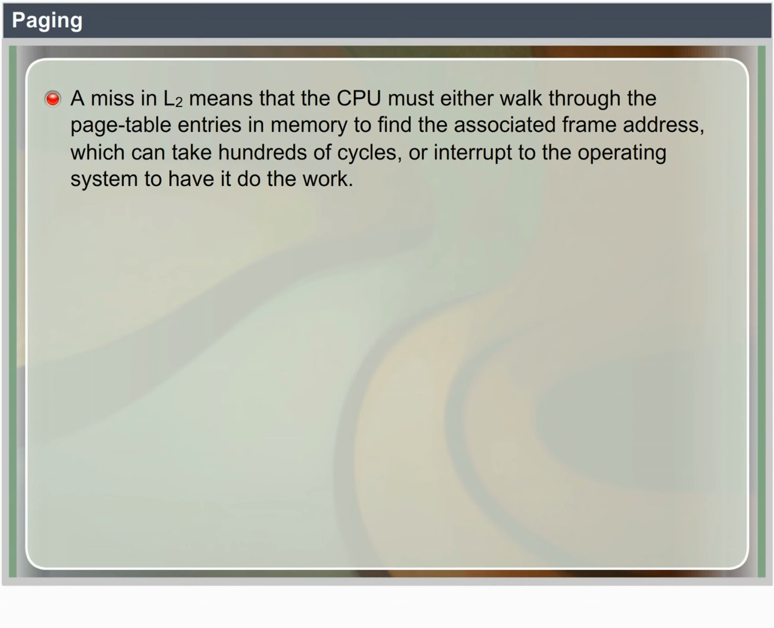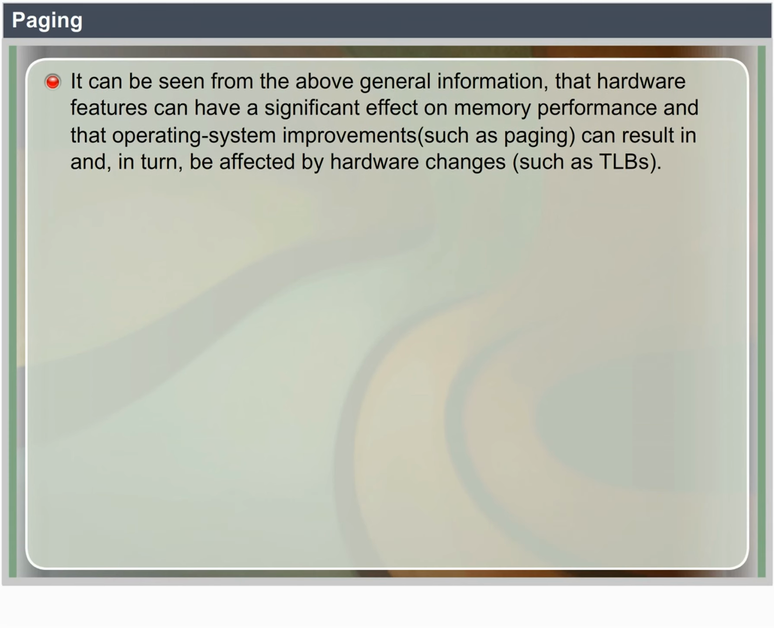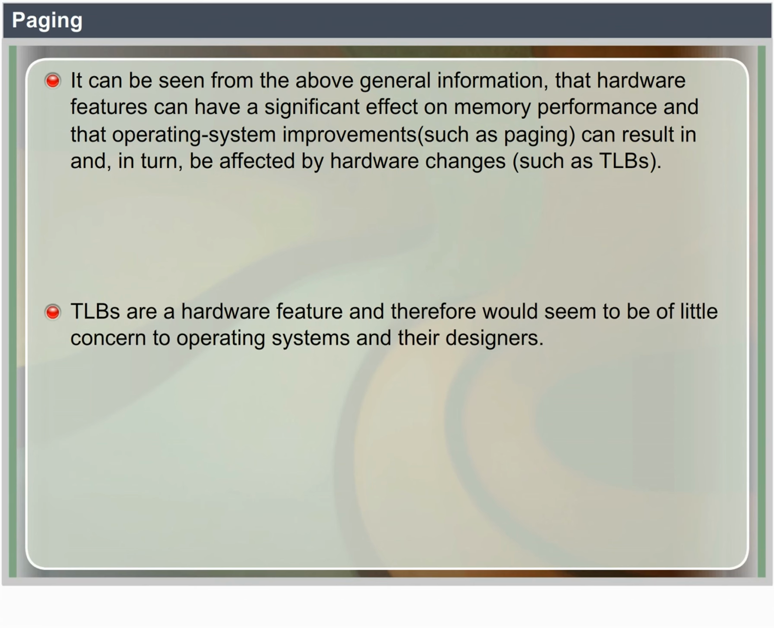A complete performance analysis of paging overhead in such a system would require miss rate information about each TLB tier. We can see from the general information above, however, that hardware features can have a significant effect on memory performance, and that operating system improvements, such as paging, can result in, and in turn be affected by, hardware changes such as TLBs.